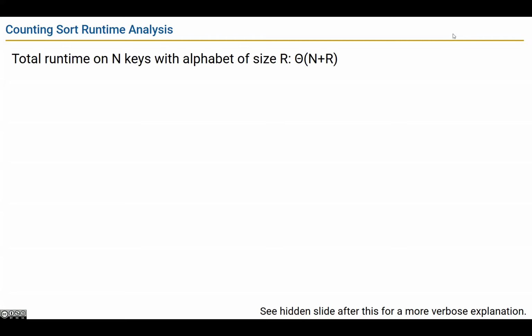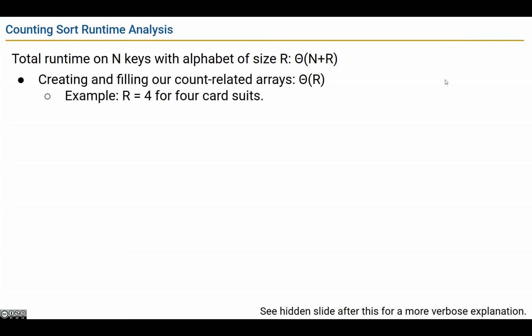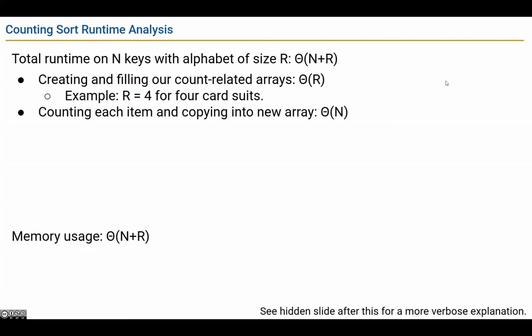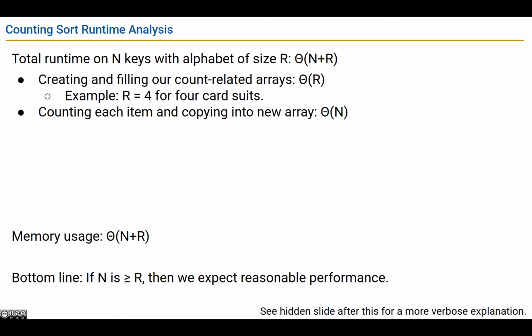So the total runtime, if you have n keys and an alphabet size R, is theta n plus R, because you need theta R time to fill out the counting array, and you need theta n time to just move everything into the right spots. The memory usage is also theta n plus R, because you need space for both the new array and the counting array. But as long as n is significantly greater than R, you should expect reasonable performance.